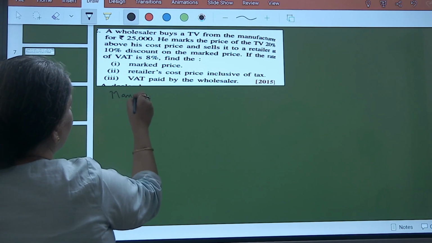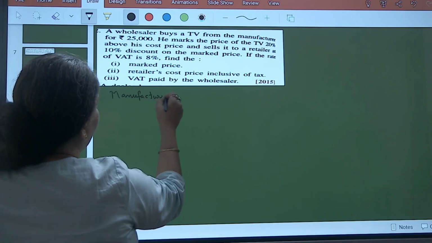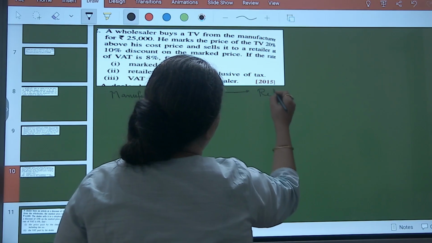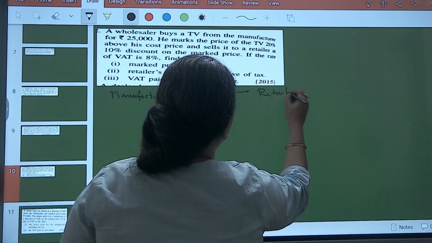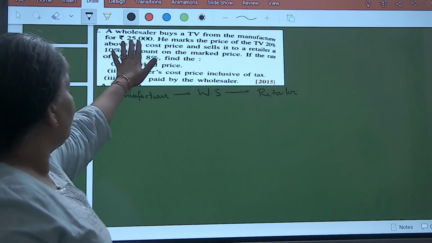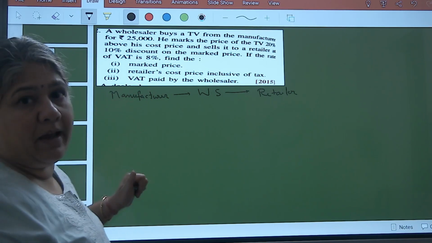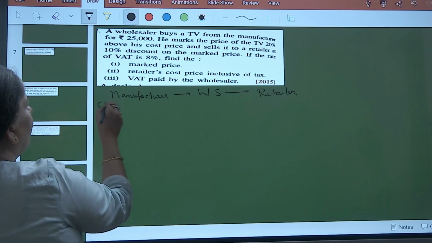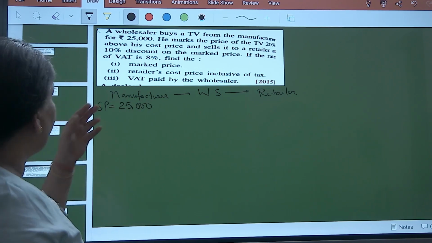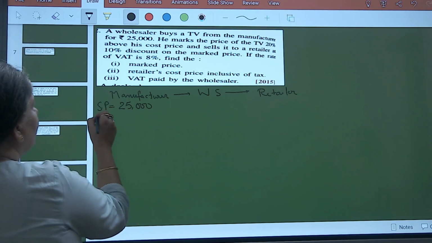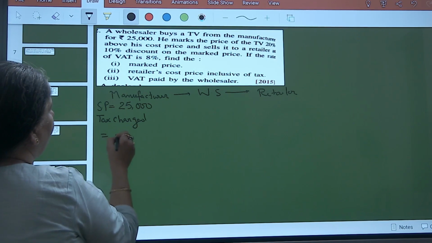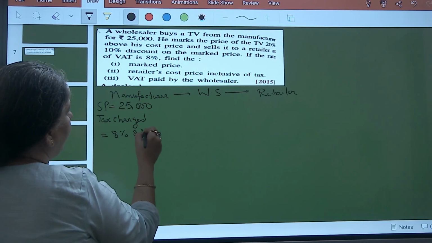Manufacturer is selling to wholesaler. Wholesaler is selling to retailer. So this is the chain of buying and selling. See, wholesaler buys from the manufacturer for rupees 25,000. That is, the selling price of the manufacturer is 25,000. He is selling the article, the TV, for rupees 25,000. So he'll charge the tax on this 25,000 from the wholesaler. So here we'll write, tax charged will be 8% of 25,000.